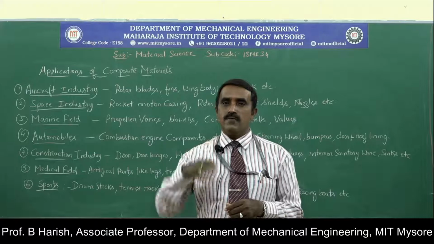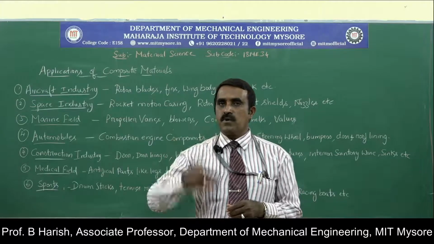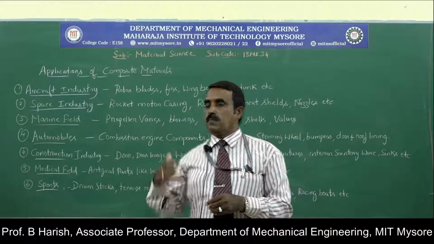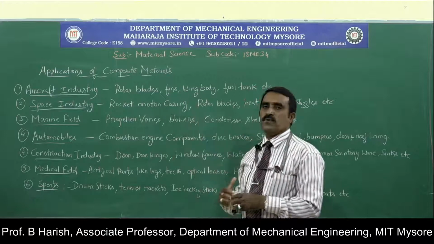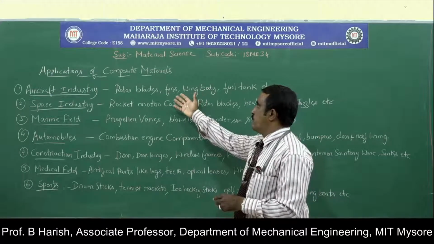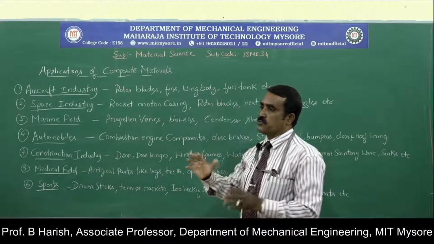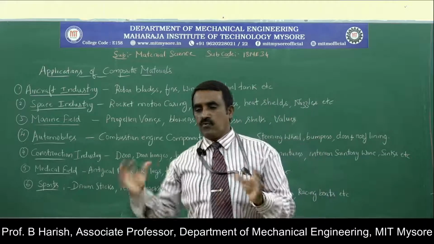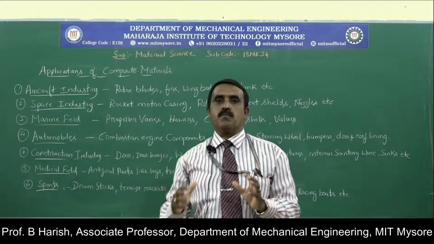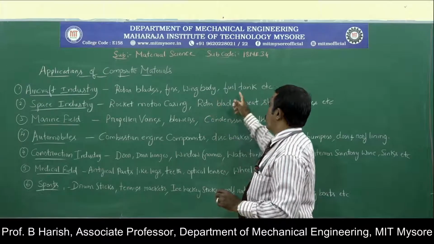So aeroplanes will be having blades, and the blades will be rotating. The rotor blades will be made up of composite material. Similarly fins, wing body. The wing will be covered by the outer body, so the outer body of the wing.